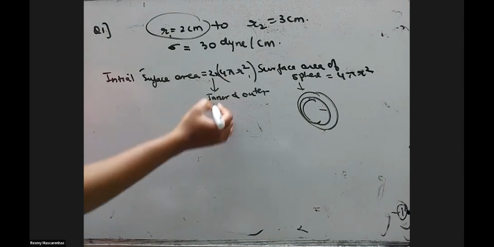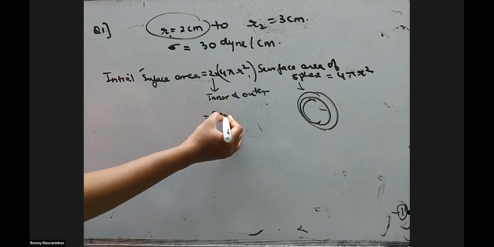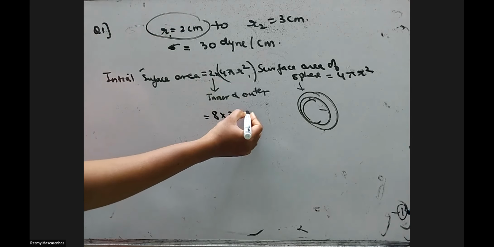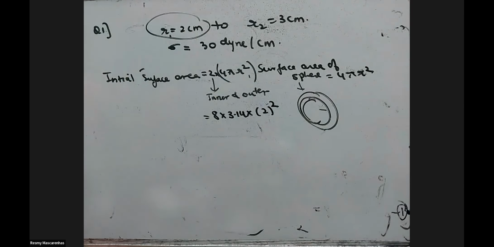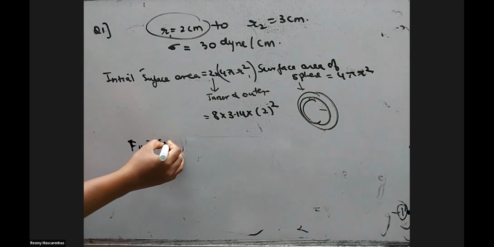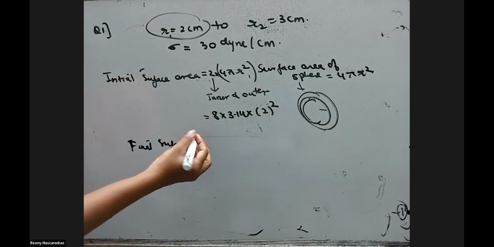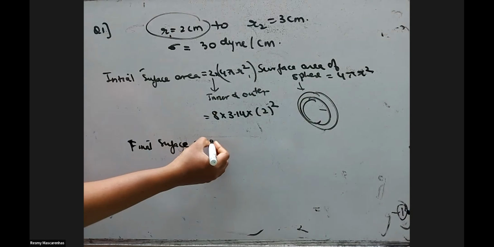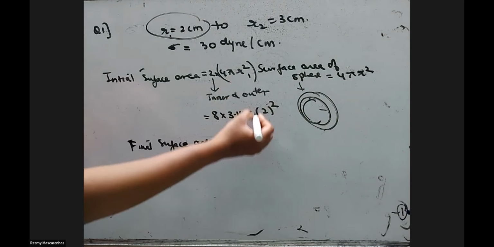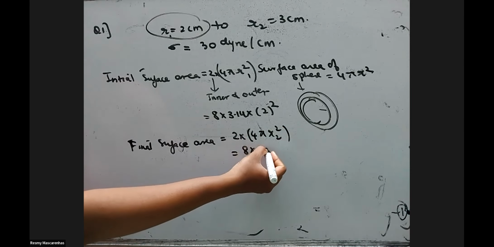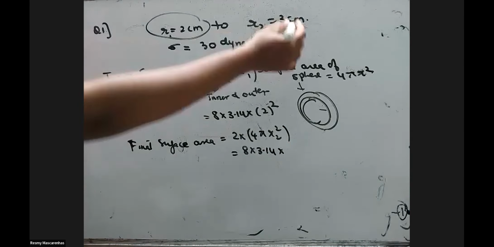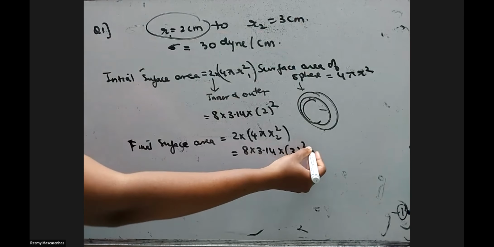So initial, what was the radius? 2 4 is 8, pi is 3.14 and r square. First one water, radius is taken as 2. Then final surface area after the bubble has increased, into 3 square.